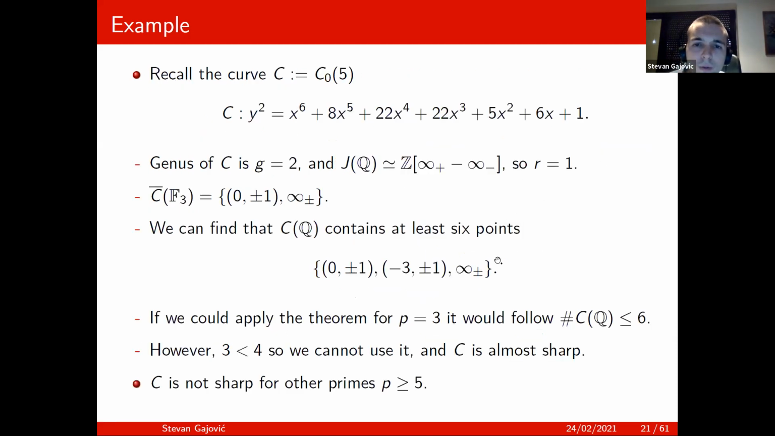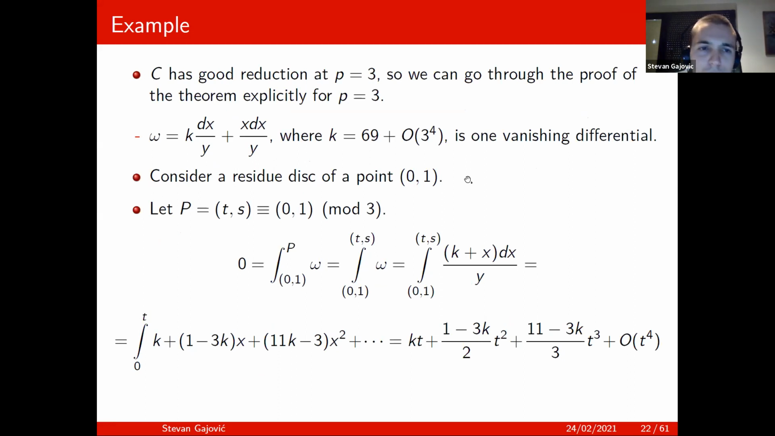And then we already know that there are 6 points. So let's consider one of them, (0, 1). We fix the point (0, 1) and consider any point inside its residue disk. Here we see explicitly what it means. P is in the residue disk of (0, 1) if its coordinates T and S satisfy that T is divisible by 3 and S is congruent to 1 mod 3, and of course (T, S) is a point on the curve C.